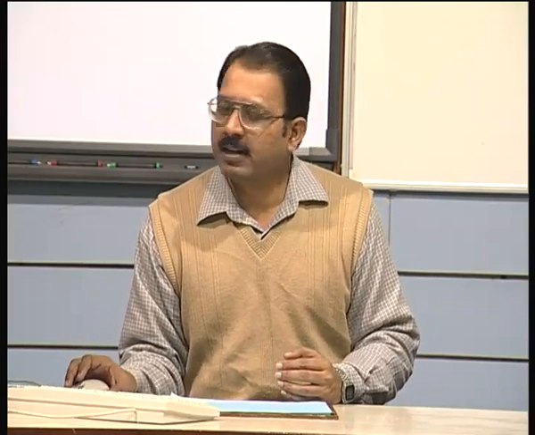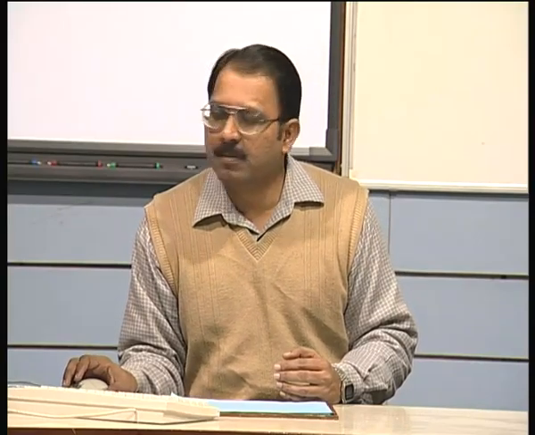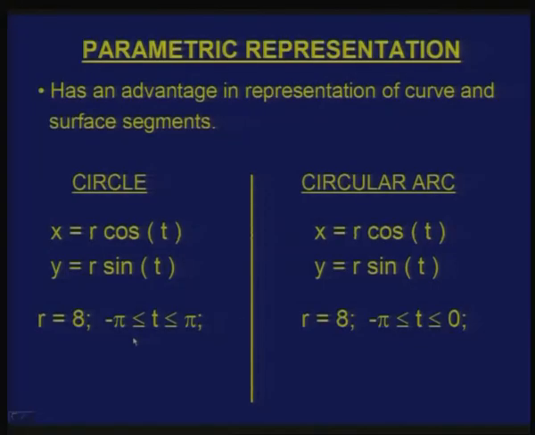Since whenever you have a parametric representation, you also represent the bounds, that is, which parameter is being varied and what the range of variation is is also specified. So, you are primarily representing bound entities. If I take this particular example, a circle, r cos t and r sin t, and take the range as minus pi to pi, I get a complete circle. Now, the same representation can be used to represent a circular arc.